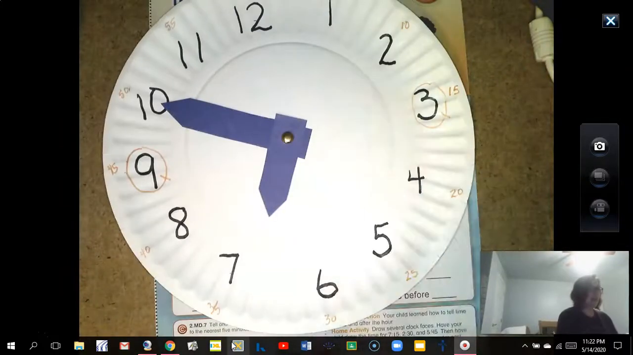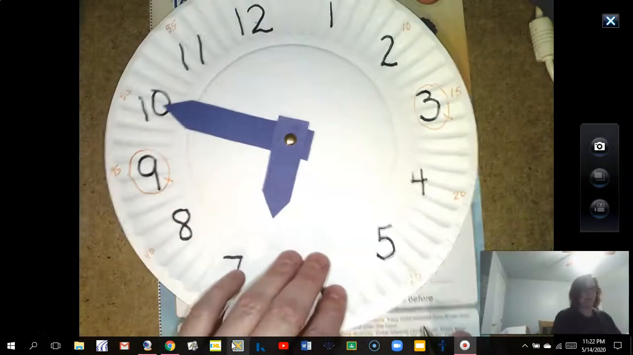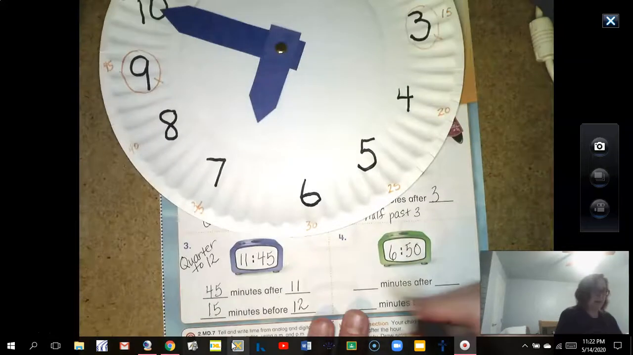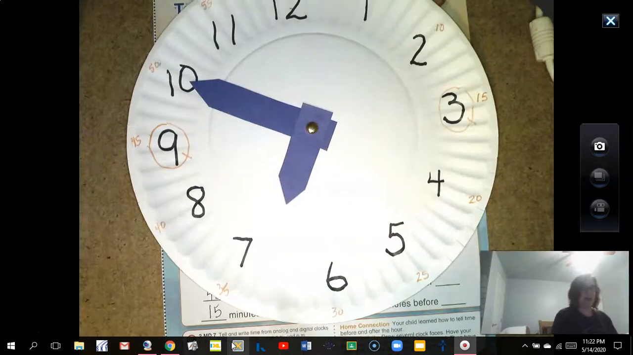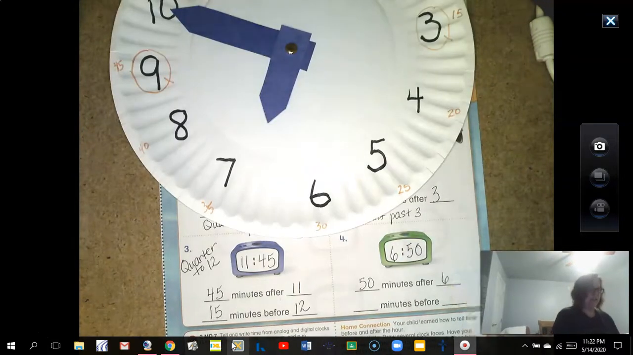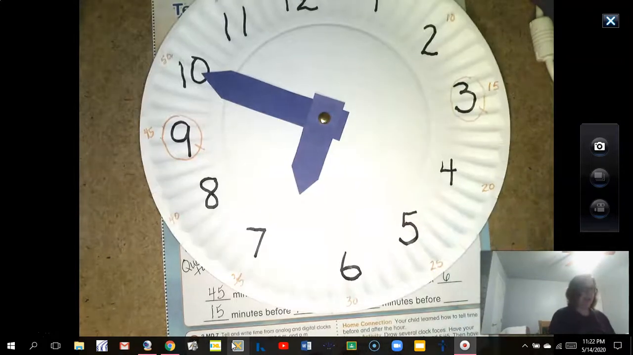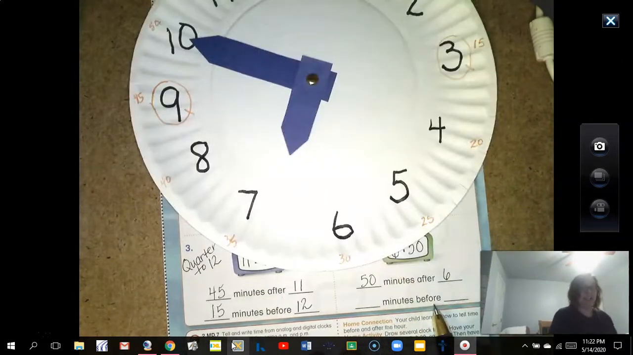Okay? So it says blank minutes after blank. Well, how many minutes went by? There's the minute hand pointing to. Yep. 50 minutes after. What is the hour, guys? After 6.